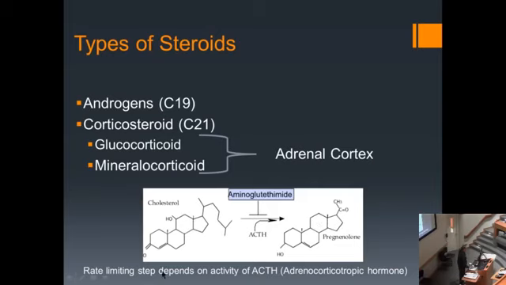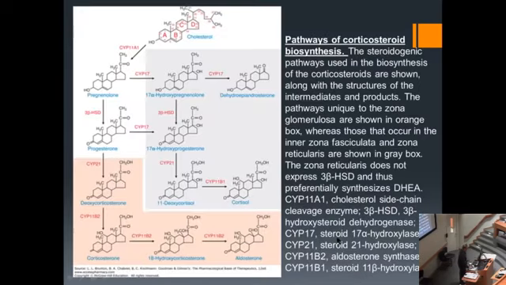And it's actually the rate-limiting step in terms of glucocorticoid and mineralocorticoid synthesis. The activity of that is really dependent on ACTH, adrenocorticotropic hormone. Here's the synthetic pathway of all these glucocorticoids and mineralocorticoids, starting with cholesterol converted to Pregnenolone. Then you can see there's a testosterone-type molecule that eventually gets converted into cortisol, and then other Pregnenolone-like molecules that eventually become something like aldosterone.